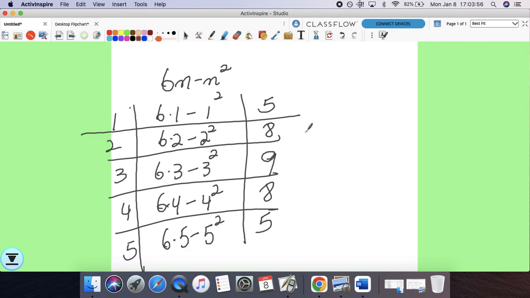3 squared is 9. Just checking. And then the last one you have to do, alright.